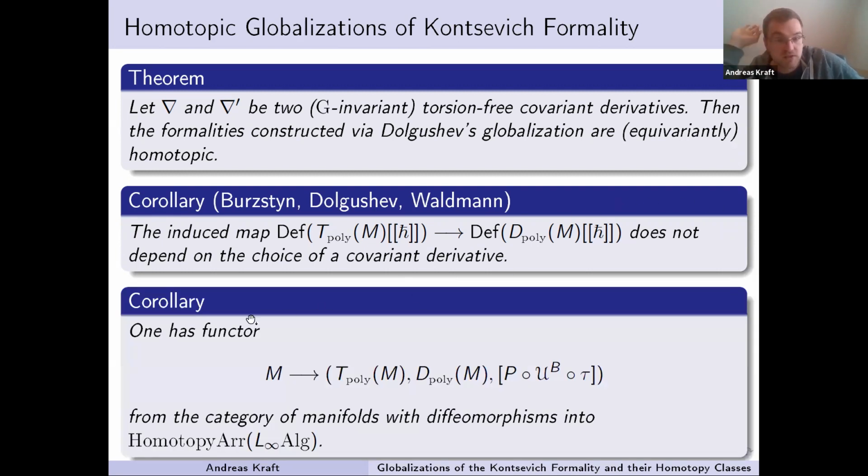And what I also want to mention is that this construction is functorial. So the association from manifold M to the homotopy class of L-infinity morphism between T-poly and D-poly is a functor if we start here in the category of manifolds with diffeomorphisms. And well, this is what I call homotopy arrow category. I don't know if this is the real name. What I mean is just that the objects in here are homotopy classes of L-infinity morphisms. And the morphisms here are homotopy classes of morphisms such that the diagram commutes like for the arrow category, but with homotopy classes.